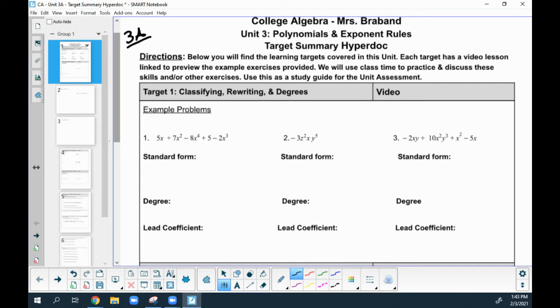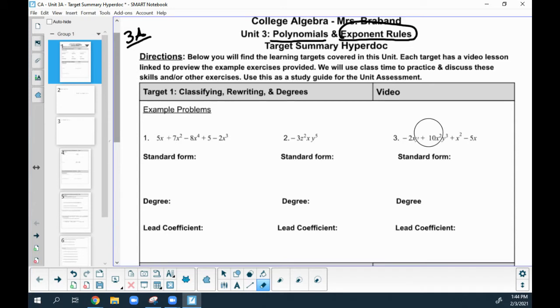Again, our focus is on polynomials, which means expressions that have more than one term, like number 1. And then all those rules that we handle with the exponents that we see in each one. There are some operation rules with exponents. There are definite discussions about what the exponents do and what they mean, and we'll get into those per different target. So let's start with target 1.